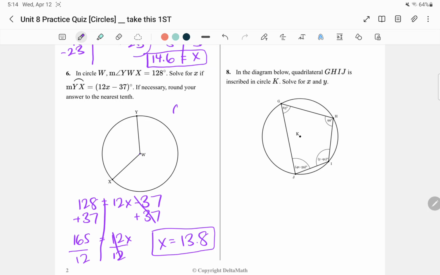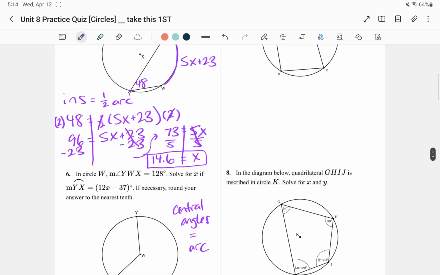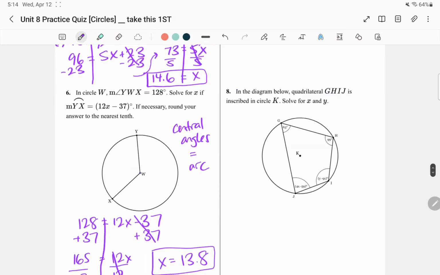Again, central angles are equal to the arc. Inscribed angles are equal to half the arc, okay? Inscribed is half the arc. Central angles are just equal to the arc.